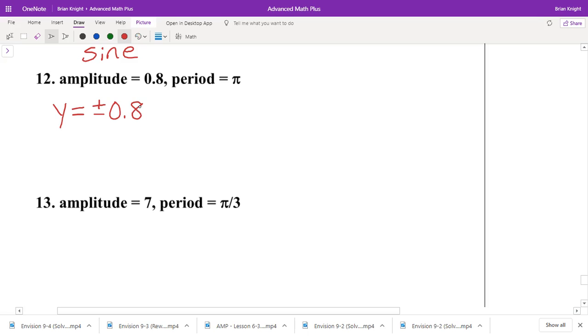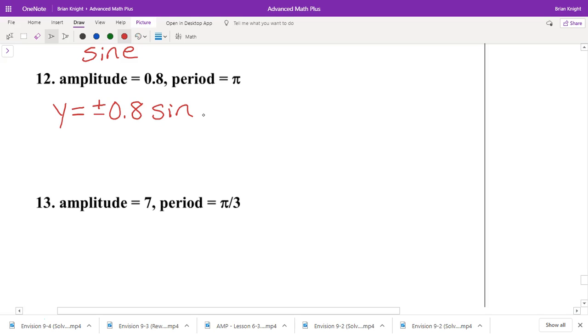Now, why am I putting plus or minus? Because it could be either or. Remember, your amplitude's always positive, but in the equation, it might be negative. So plus or minus 0.8 sine of, we've got to figure out K.